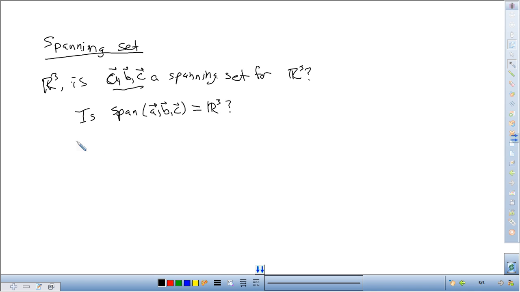So remember, how do we do this? We want to find the rank of the row-reduced form of the matrix containing all three of these vectors as rows. So row 1 is vector A, row 2 is vector B, row 3 is vector C. Row reduce this, figure out the rank. If the rank is equal to 3, then we span all of R3, and therefore, A, B, C is a spanning set for R3.